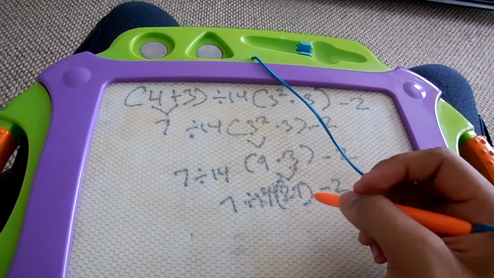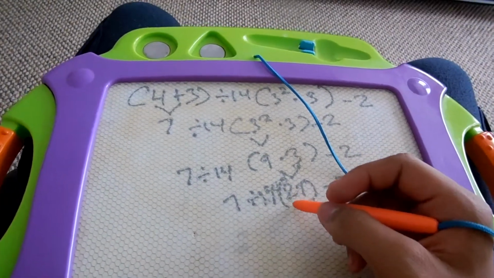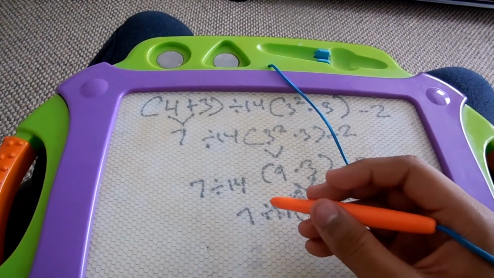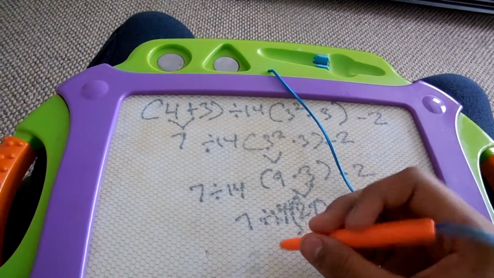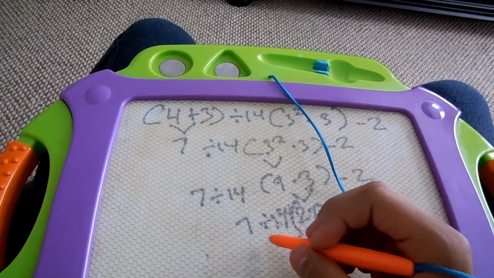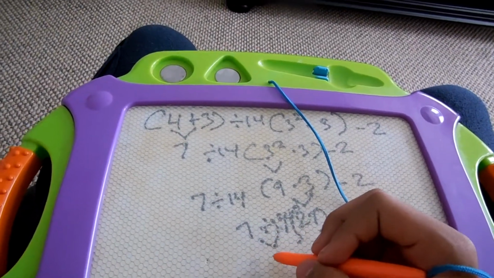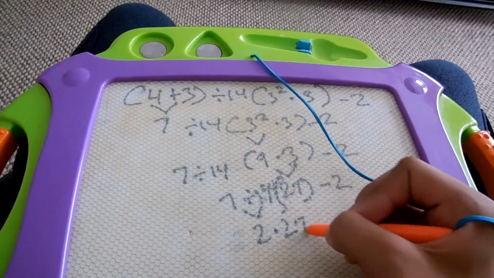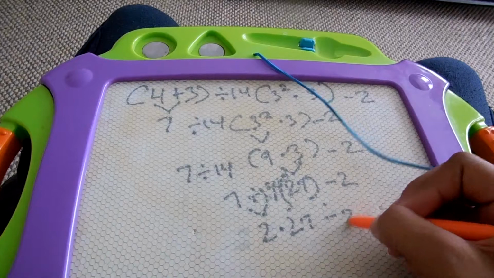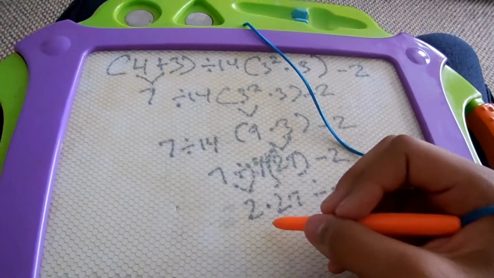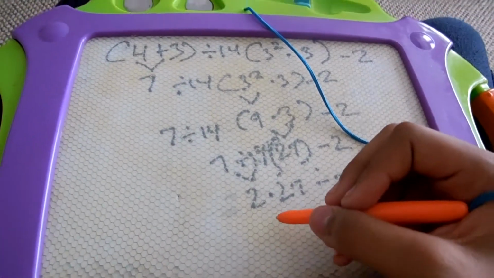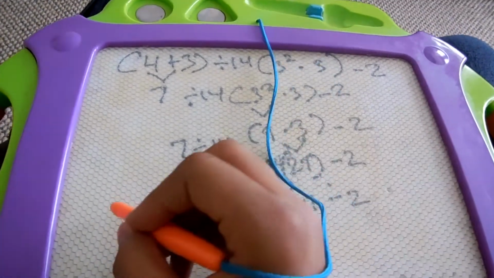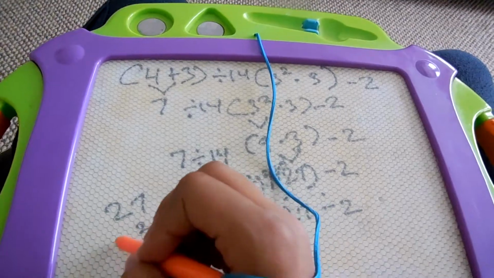After exponents, there's multiplication and division. The first thing on the left side is division, so I do division first instead of multiplication first. So 7 divided by 14 is one half, times 27, minus 2. Then you do 2 times 27. So I'll do 27 times 2 right here.